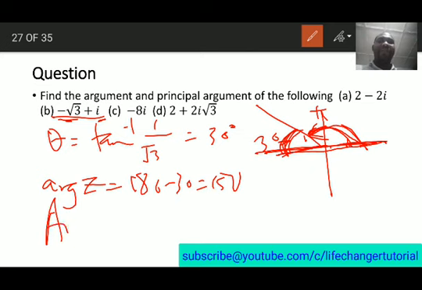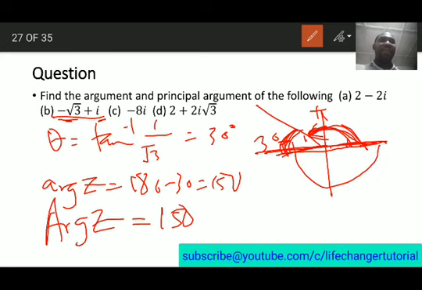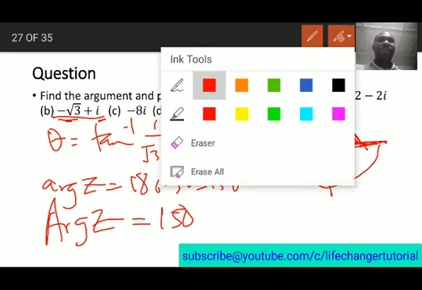Now, for the principal argument in this case, since the argument is 150, the principal argument is also 150. It cannot change, as long as that value is between minus 180 degrees and 180 degrees. So I can just simply write 150 degrees. I'll follow anti-clockwise, because following clockwise will give us a very large number which is greater than 180 degrees. Okay, so let's see the next question.